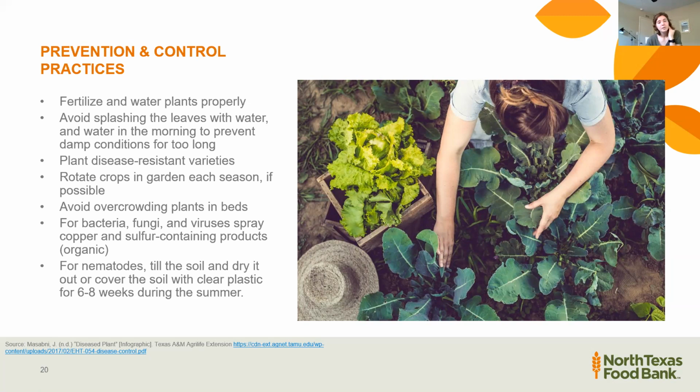Let's see, copper and sulfur containing products you can use on bacteria, fungi, and viruses. This is like a Bordeaux mixture. So if you've ever heard of that, that can help with that as well. And then for nematodes, the best way to get rid of your bad nematodes is to warm up that soil. So you can put black plastic over whatever part of your garden where you had nematodes and leave it there for 6 to 8 weeks during the summer. So the best way for that is to kill them with heat.